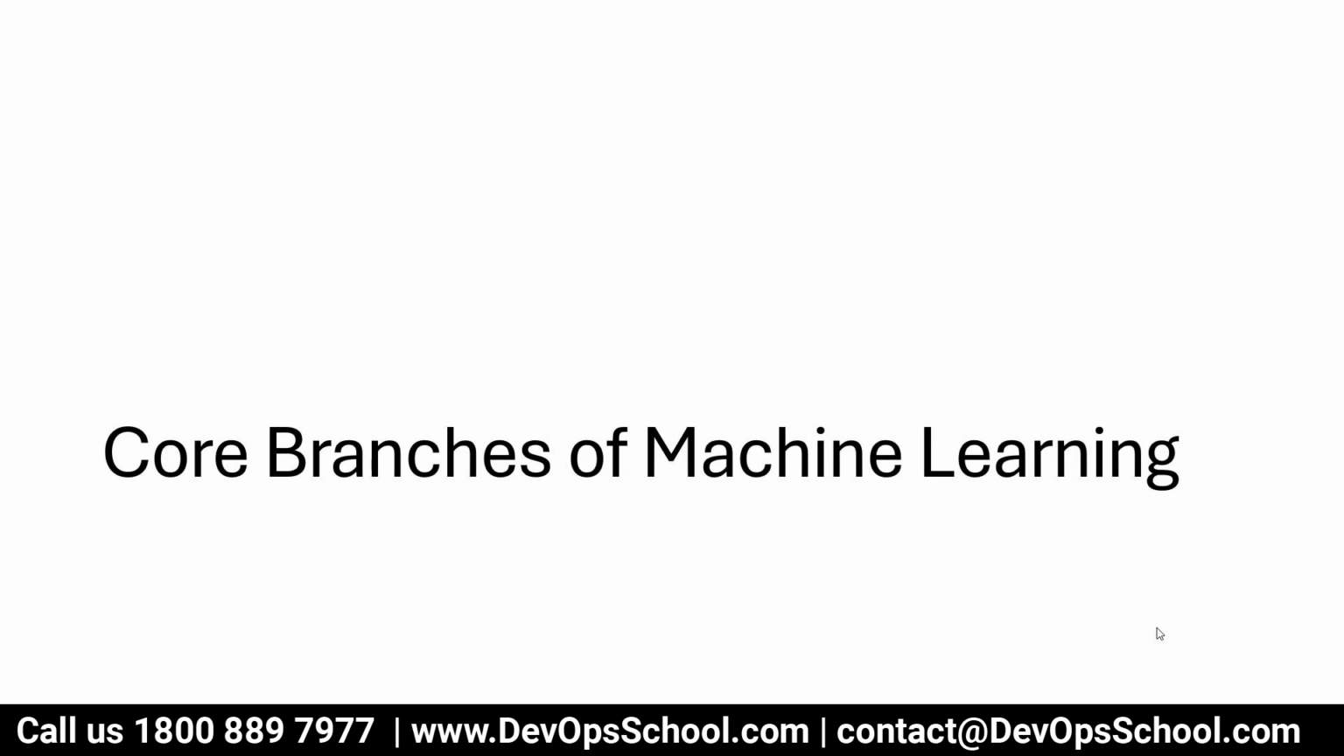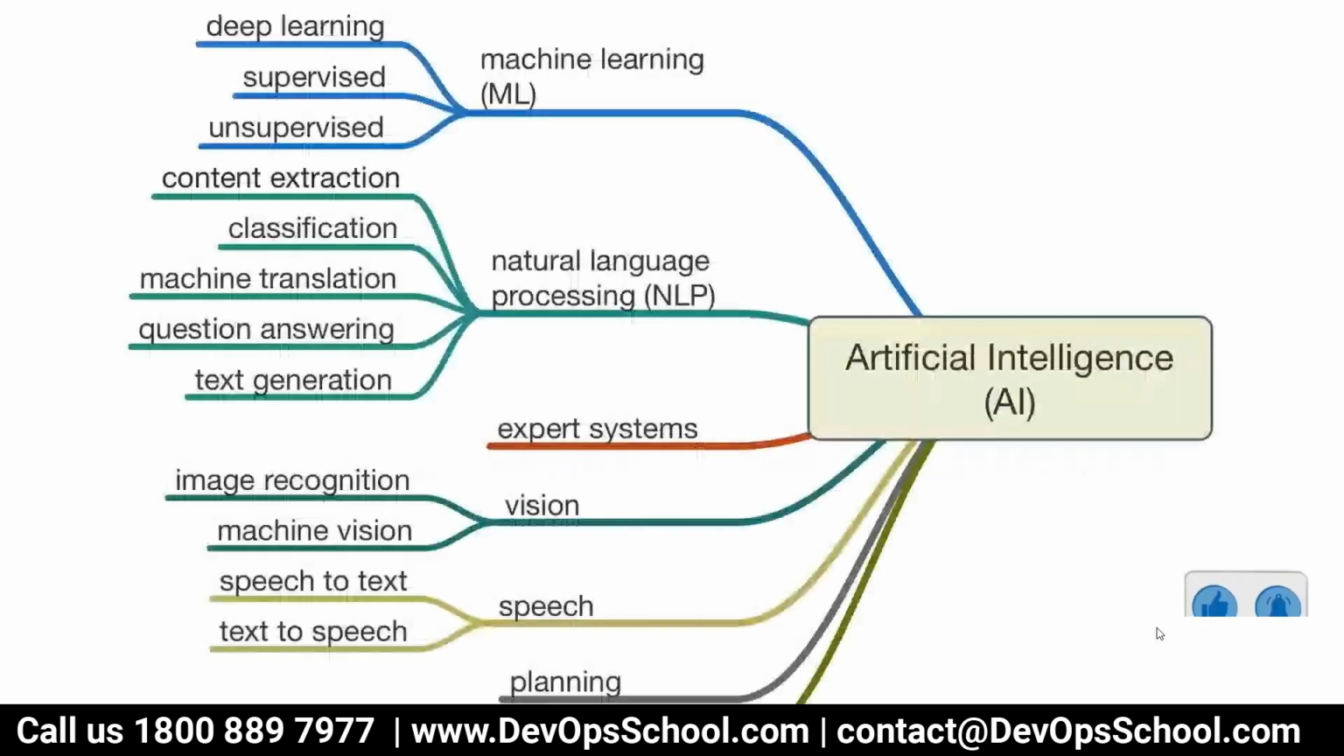In order to understand MLOps, we need to understand machine learning very well. And if you want to trace machine learning, how it has come and where it has come from, we have to understand the core branches of machine learning. So now if you see here, machine learning is one of the subsets of artificial intelligence.